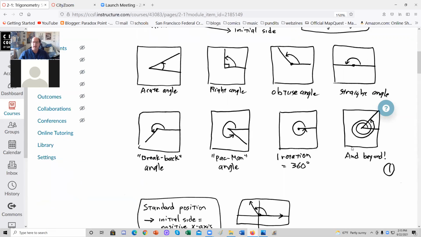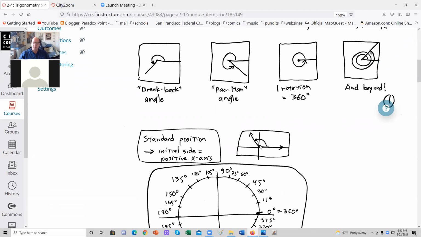Now these next few are names I've made up myself because I think they need names. When it's going beyond 180 degrees, but not quite 270, it's what I call a breakback angle. If it's between 270 and 360 degrees, I call this a Pac-Man angle because of the video game, and I've just dated myself. If it's one full rotation around, that is 360 degrees, it's called a rotation. And you might go around several times and get angles beyond that.